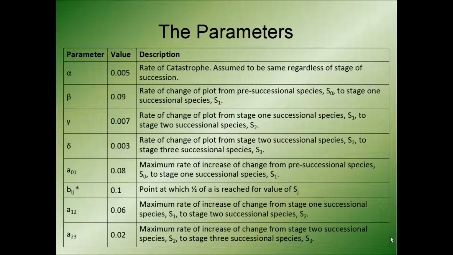Also, you'll see a similar trend in the A values, which is the maximum rate of increase of the change. The A01, which is from pre-successional to stage 1 successional, is the largest, and the A23, which is from stage 2 to stage 3, is the smallest.